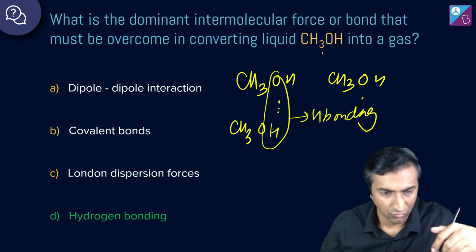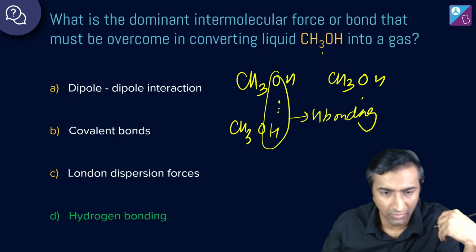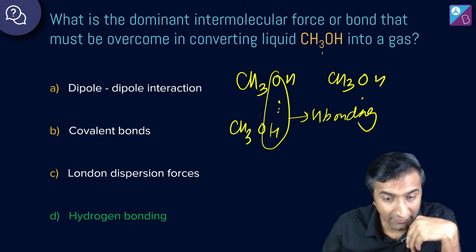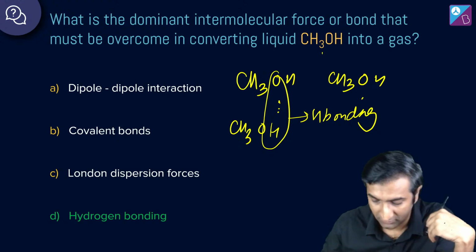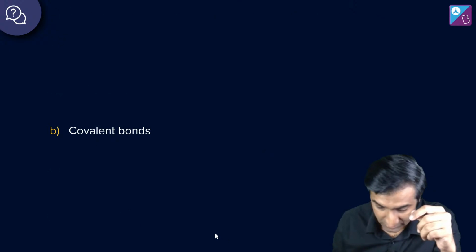Okay, well, let's get back to what we were talking about. Okay, nice, Deepa. In order to convert liquid to gaseous state, strong hydrogen bonding must be broken. Okay, cool. All right. Next question.